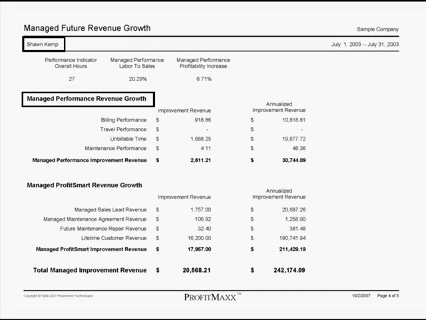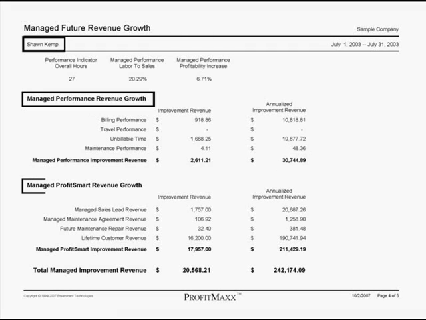In the managed performance revenue growth section, billing performance improvement of $918 for the month, $10,818 for the year. Travel performance, he's traveling pretty well. He exceeded our expectations, so there are no improvements there either monthly or annually. On billable time, we could see improvements of $1,688 for the month, totaling $19,877 for the year. In the maintenance performance section, $4.11 for the month, $48 for the year. That puts our total managed performance improvement revenue for Shawn Kemp at $2,611 for this month and at $30,744 for the year.